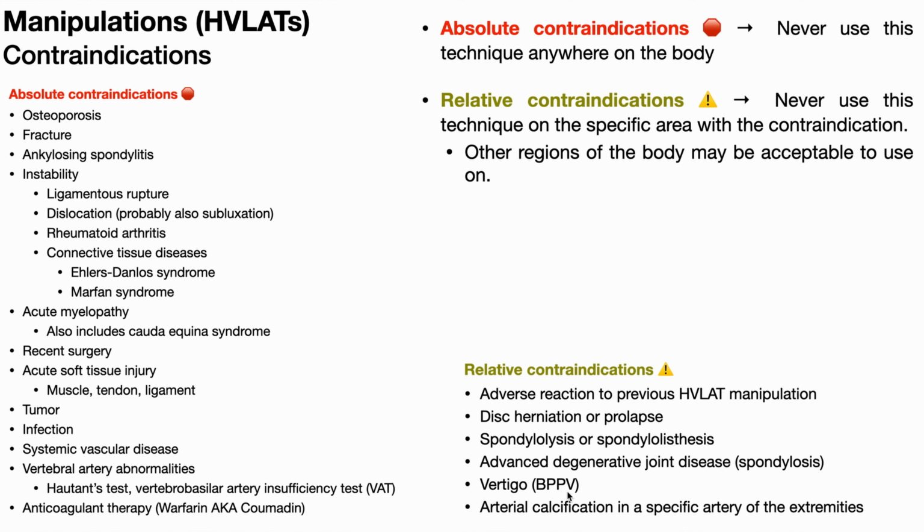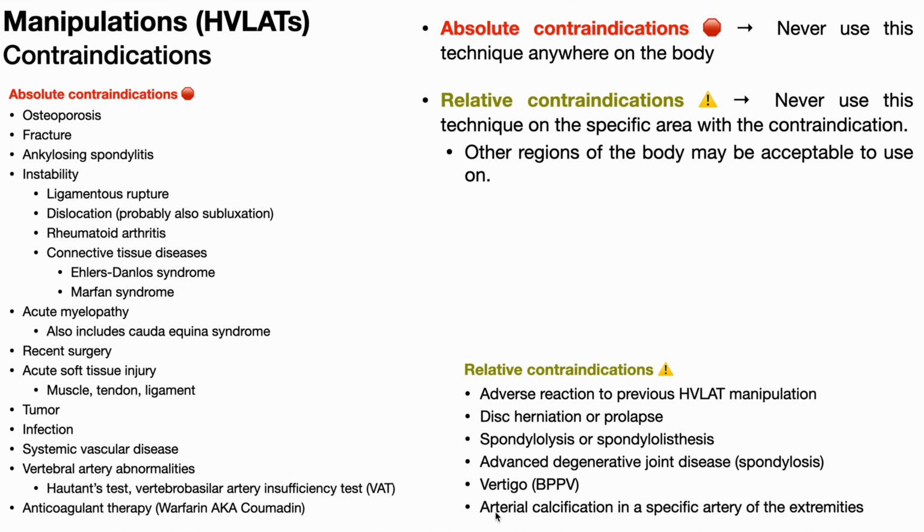And so because of that, we would not do a cervical manipulation on someone with vertigo. That doesn't mean you couldn't do a lumbar manipulation or a thoracic manipulation as long as it wasn't producing a huge amount of rotation or movement at the neck. But you would never do a rotational manipulation in that case at the neck.